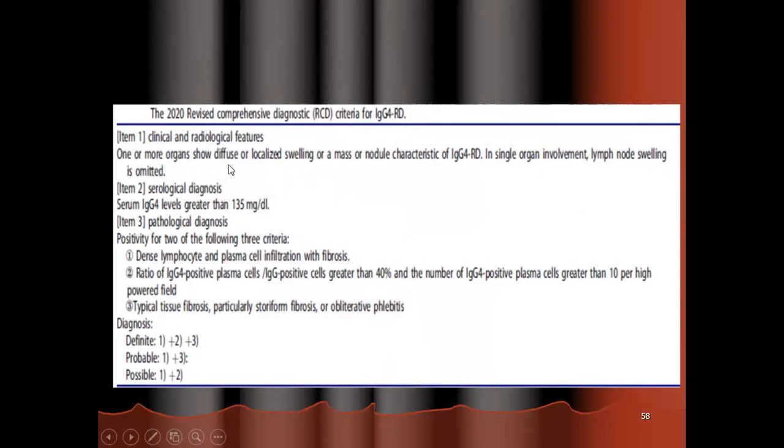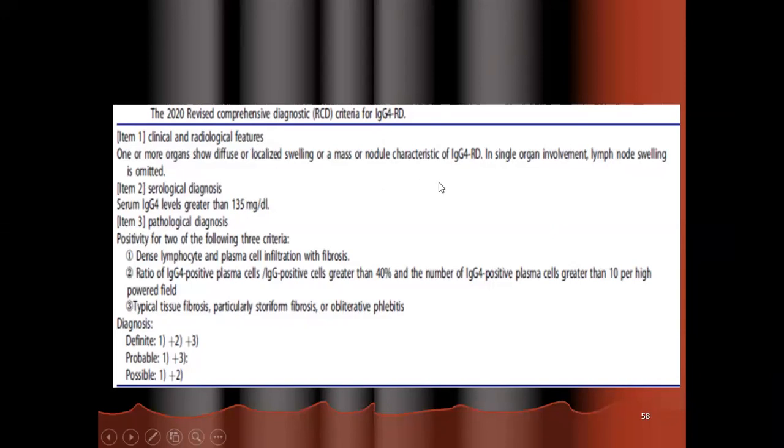One or more organs show diffuse or localized swelling or a mass or nodule فيها الكرايتيريا بتاعت الاي جي 4 related disease; in single organ involvement, lymph node swelling is omitted. يعني لو لقيت one organ affected ده ايتم 1 لكن ما يكونش الاورجان ده lymph node. الليمف نود تتحسب كمالتيبل، يعني لقيت حاجه ومعاها ليمف نود ممكن احسب الليمف نود دي نمره 2 يبقى مالتيبل اورجان افكشن. لو تفتكروا ال10 بتوع اليوروبيان شال الليمف نود خالص ودي احد عيوب التقسيمه بتاعتها.